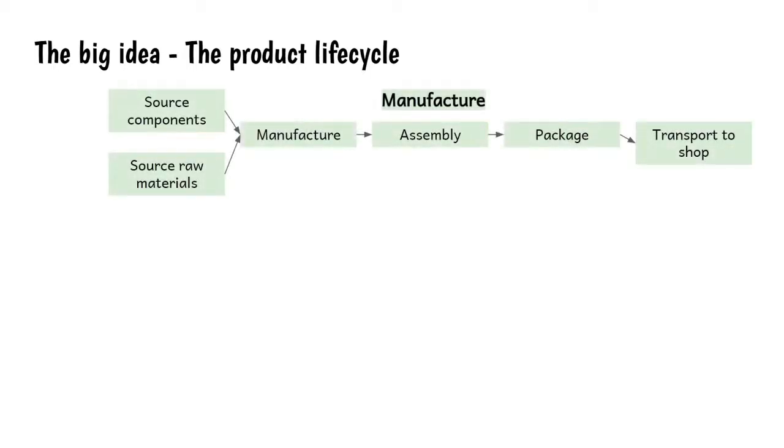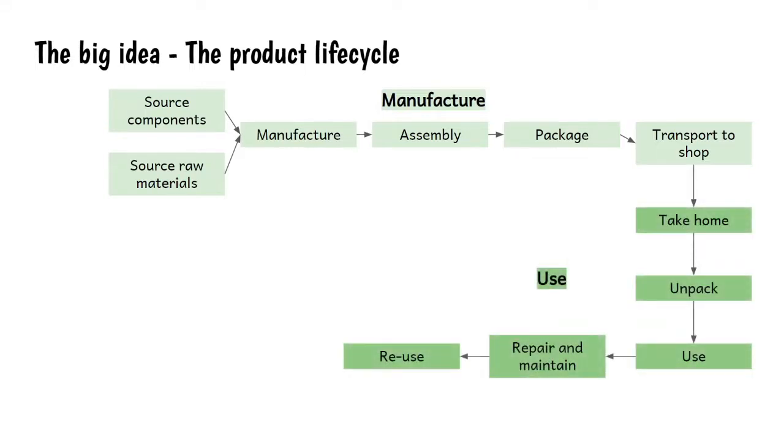Except we don't call it that. The birth phase we talk about is manufacture. In other words, a factory or manufacturer would source some components and raw materials. They would then go ahead and manufacture the thing that they're making. They would assemble it, put it into some packaging, and then put it onto a train or a truck or a boat and transfer it to a shop or a warehouse. Then we get into the next phase of the product life cycle, the use phase.